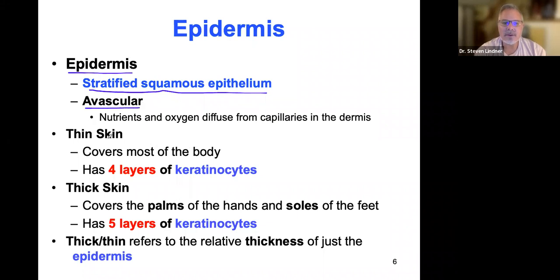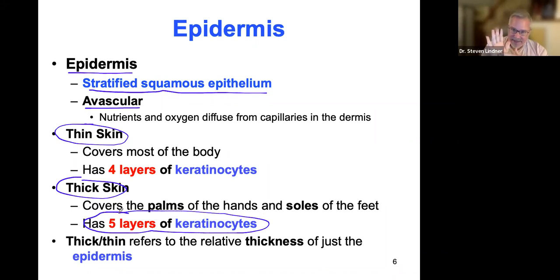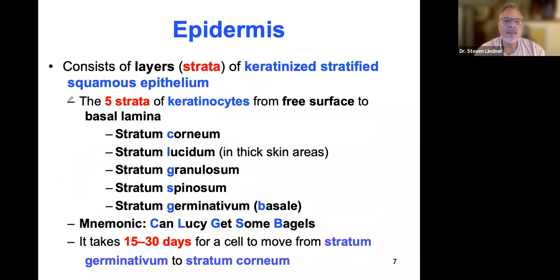We will talk about thin skin versus thick skin. What I'm going to show you under the microscope is going to be thick skin, where we have 5 different layers of keratinocytes. Like the palm of the hand and the soles of the foot are considered thick skin. So we're going to have 5 layers compared to 4 layers, and I'll show you what those are. The 5 layers of strata, they are called strata, which means layers. So we have stratum corneum, stratum lucidum, stratum granulosum, stratum spinosum, and stratum germinativum.